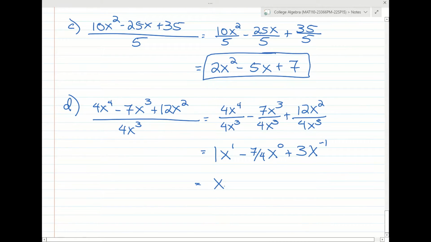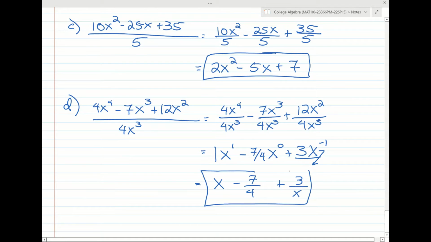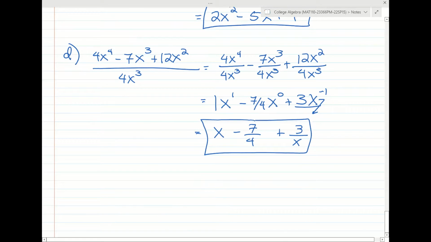So anything to the 0 power, what was that? 1. And we can't have negative exponents. So last class we talked about bringing those to the bottom. So this would be the final answer. And we'll do one more.